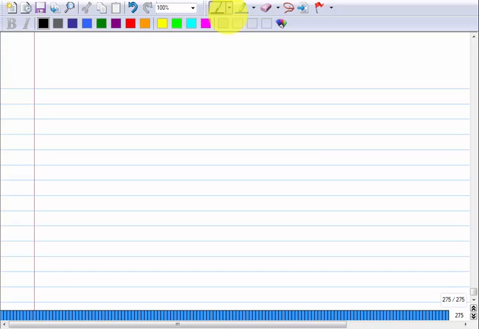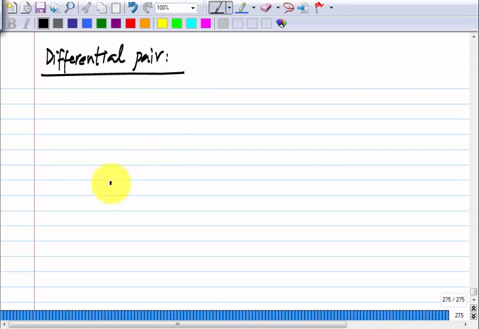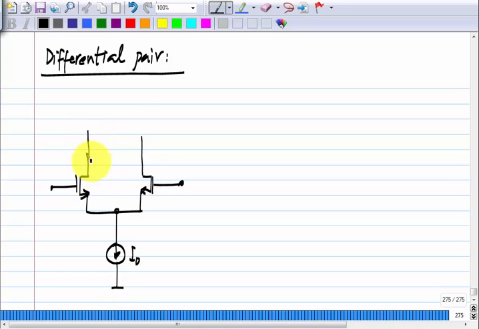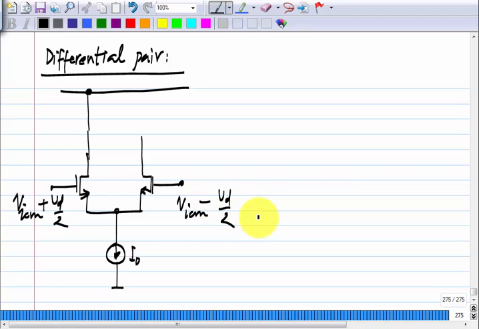Yesterday we started discussing the differential pair, which is a way of amplifying the difference between two voltages which are defined with respect to ground. We assume that both sides have a bias voltage of VICM, so that in the quiescent condition the two transistors have equal currents of I0/2 and I0/2, and we add some differential excitation like this.